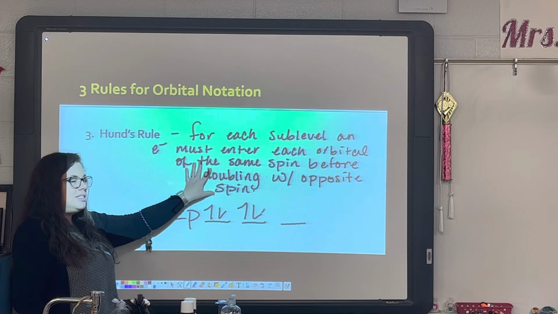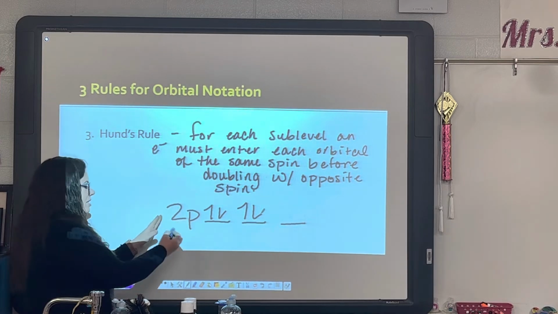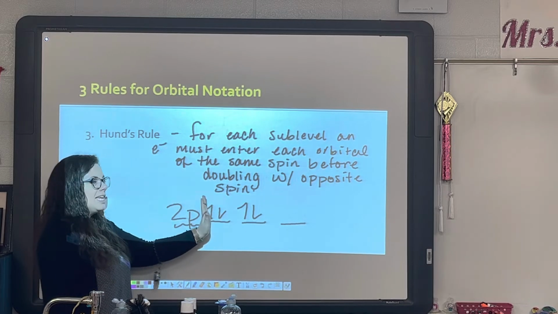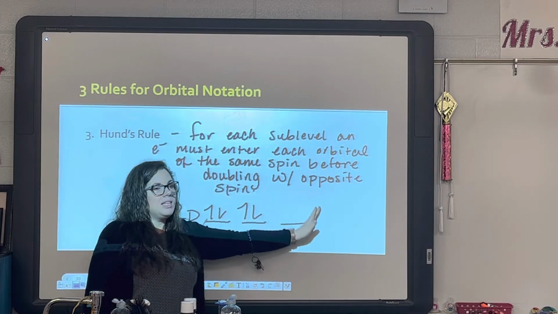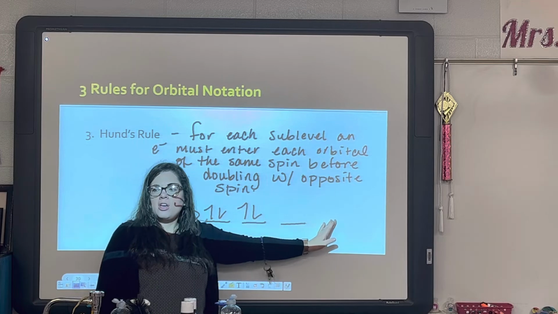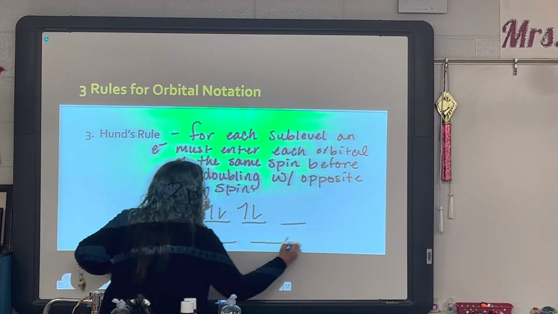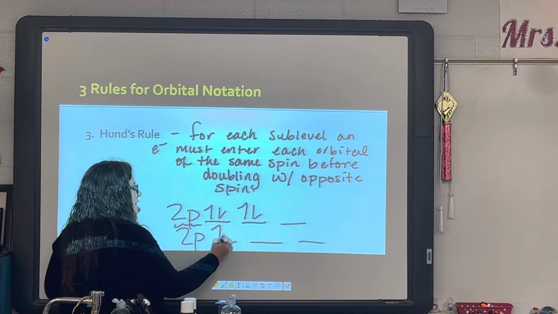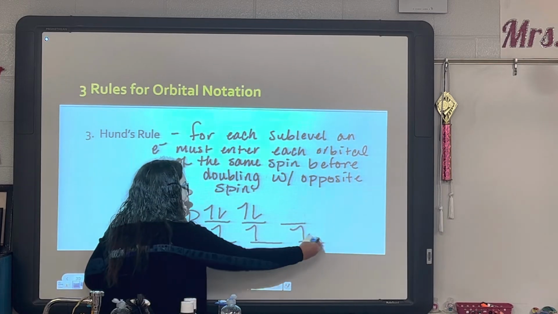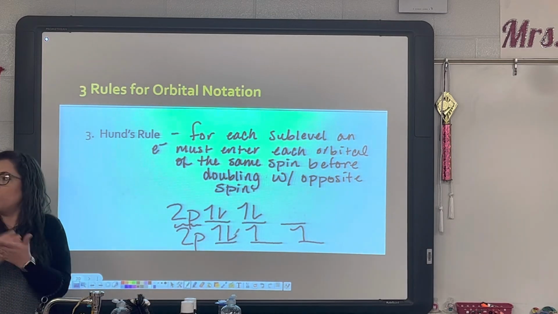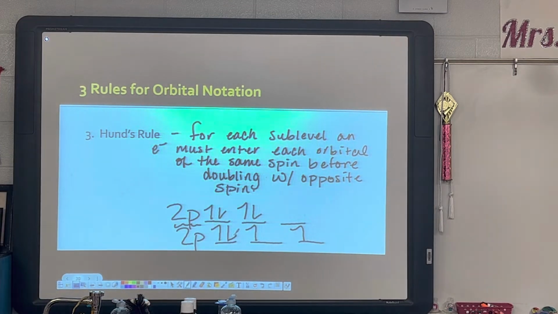Because what this says is that for each sublevel, which my sublevel would be 2p, I would have to have 1 electron enter each orbital going the same direction before I could go back and fill one of them. So instead, I would have my 3 orbitals and I would have to do 1 going each direction, and then I could come back and double the 4th one there. So I have to have 1 going each before I go back and double.